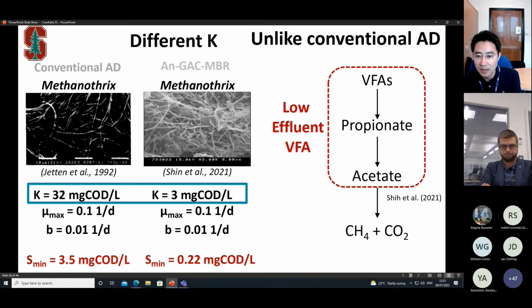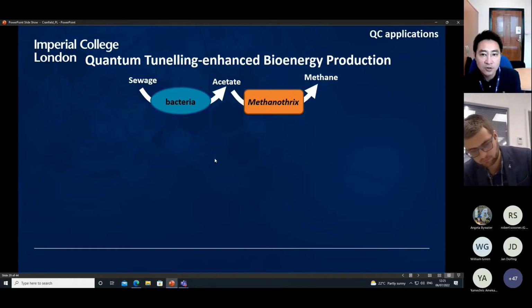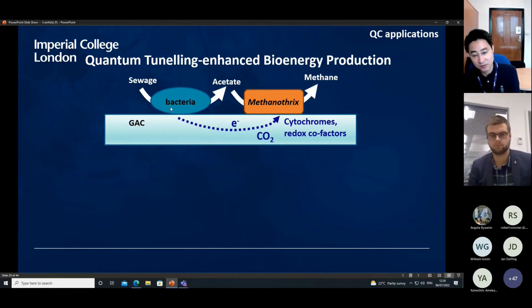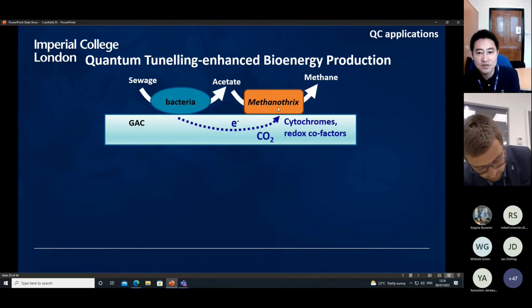So this is the idea we are looking at, especially in methanogenesis. The idea goes back to the tunneling part. We have this GAC as a conductive material, and the electrons, we assume, can tunnel through to the methanogens. How is this possible? Would that be feasible?